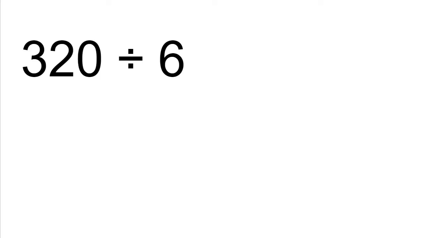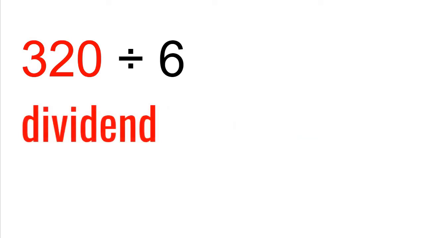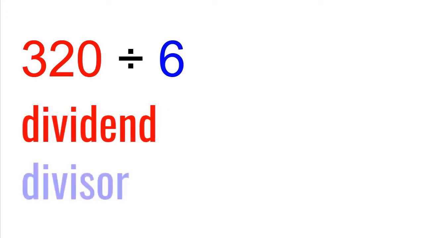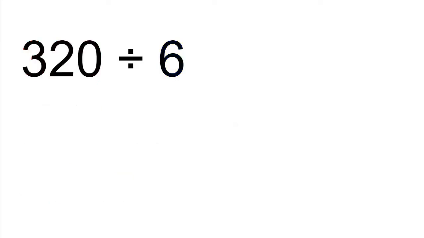Now in this example, the number to the left, 320, is known as the dividend, and the number 6 is known as the divisor. Make sure that you properly know these terms, dividend and divisor, as many students tend to get these two terms mixed up. Now let's actually do the division.